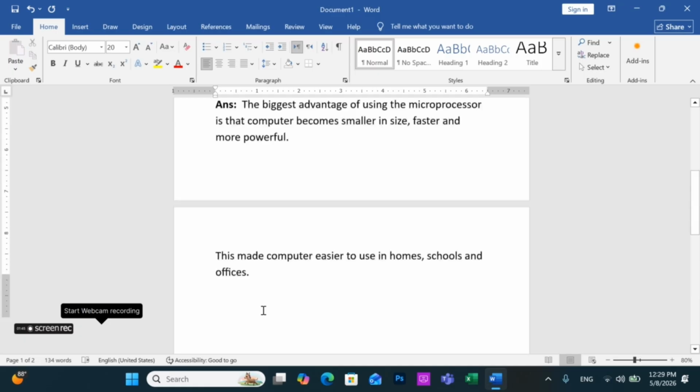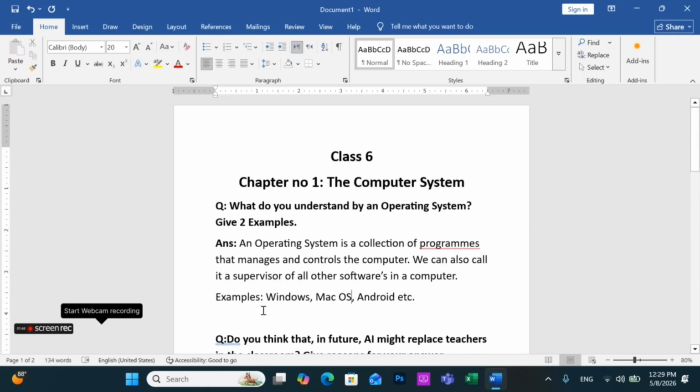So this is all for today's lesson. In today's lesson we learn the 3 questions. The first one is, what do you understand by an operating system? Give 2 examples. आप operating system के बारे में आपने क्या पढ़ा है, आपने वो बताना है, and then you have to write the 2 examples. आपने कोई सी भी 2 example लिख देनी है.